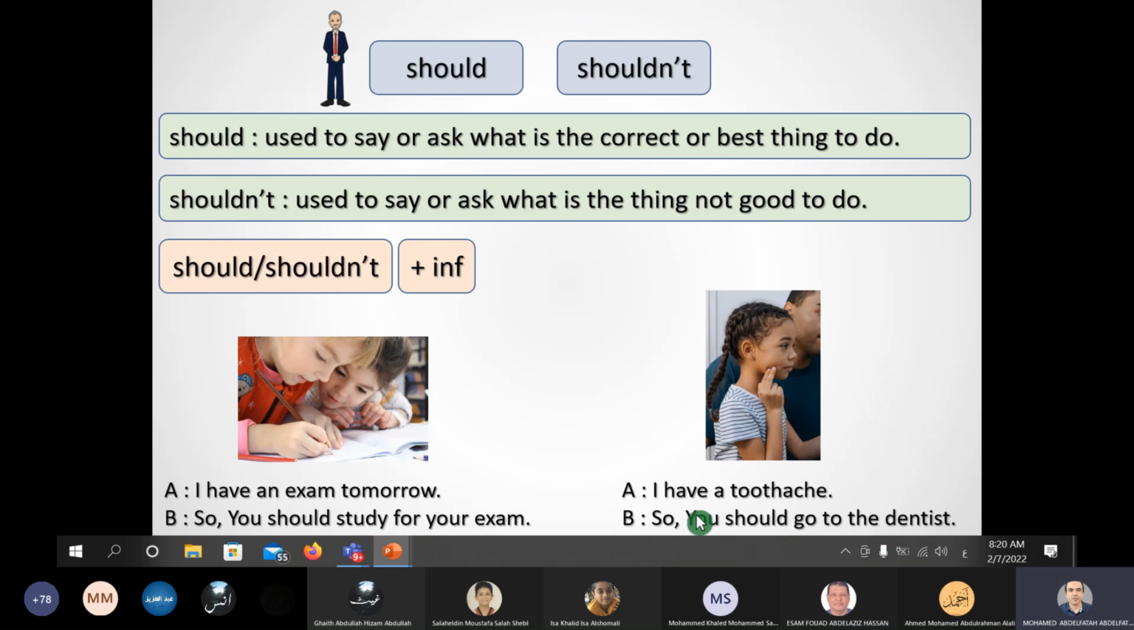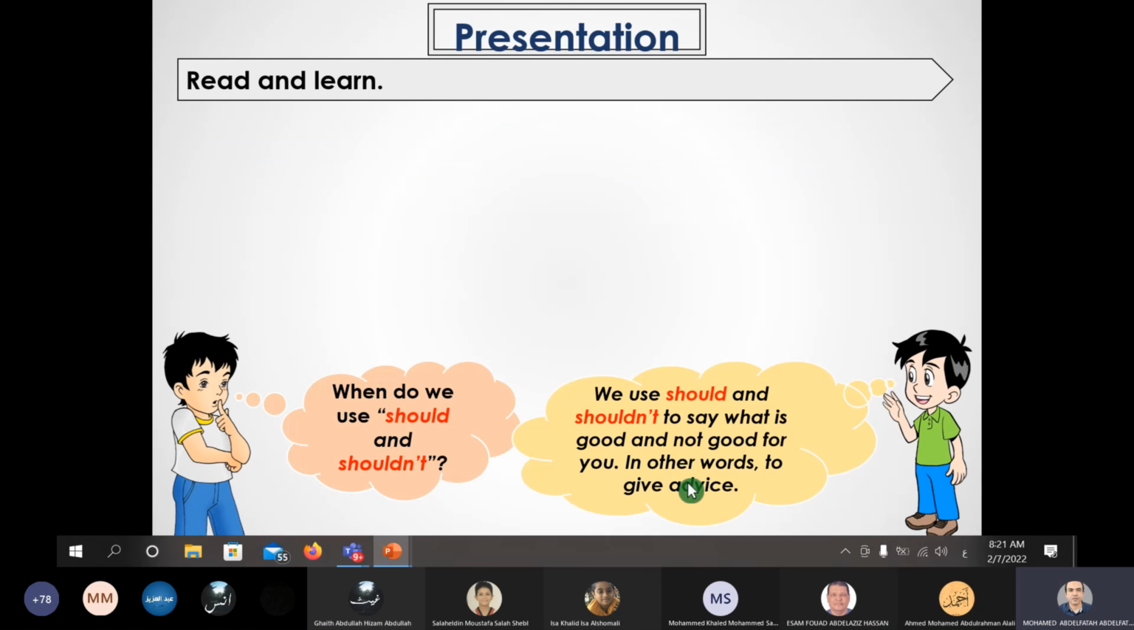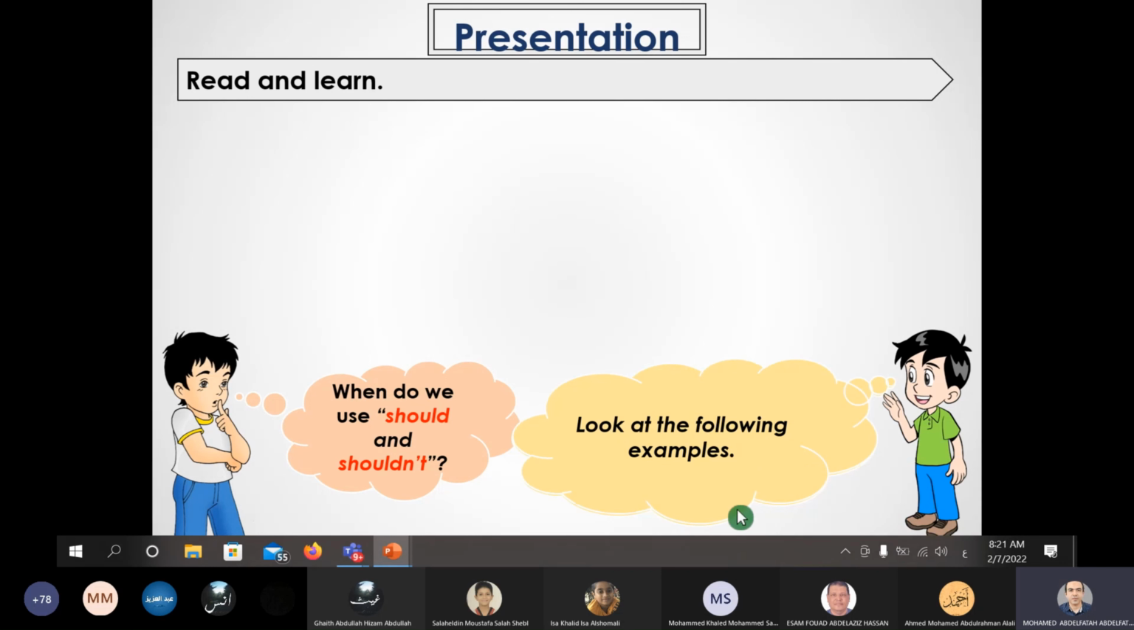Let's go back to this. When the girl says, I have a toothache, I can use should for advice. This is good for the girl to go to the dentist. I can say to her, you shouldn't eat too much sweets, and I tell her about what is not good for her. So we use should and shouldn't to say what is good and what is not good for you. That means in English to give advice. To give what? To give advice. Bravo.